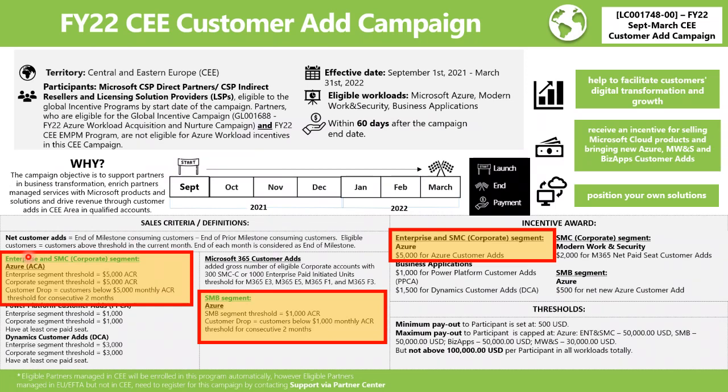We will monitor the results at the end of the campaign to check customer drops and churns. In the materials that you have received, if you're eligible from Microsoft, you can see the full terms and conditions, calculation examples, milestone split, so what months we compare, and more information on details and thresholds. This is for the customer add campaign, and we have one more, the FY22 CE Premium Mix campaign. Let's move to the next slide.